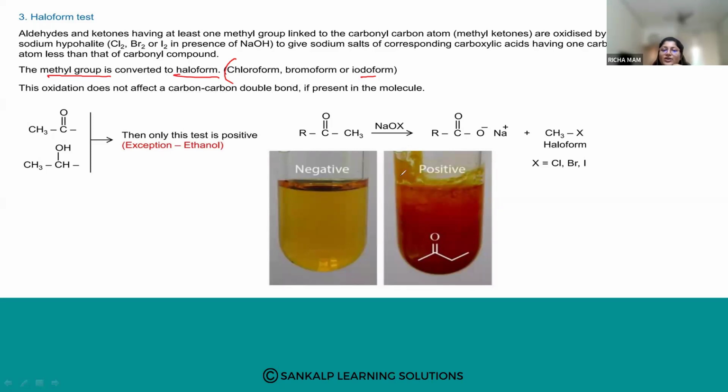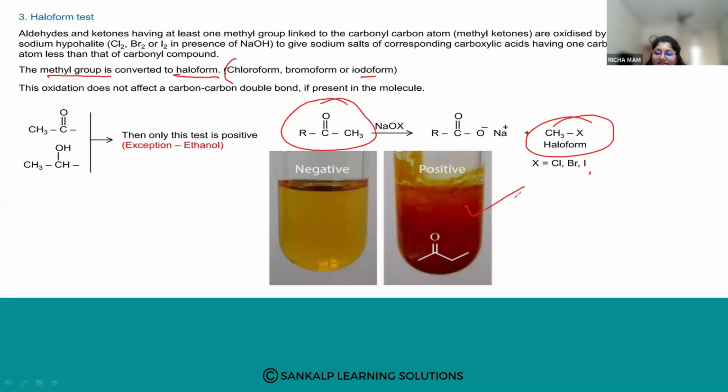The exceptional case is ethanol. Here we take a methyl ketone and react it with sodium hypohalite. I am going to get the sodium salt of the carboxylic acid and a haloform. If X can be Cl, Br, or I, then chloroform, bromoform, or iodoform is formed.